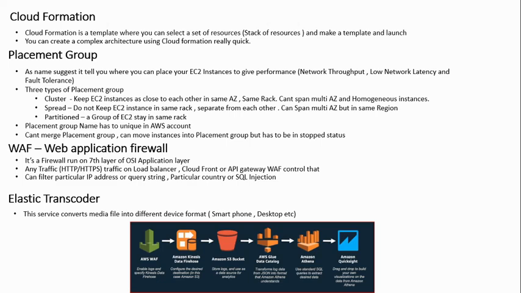CloudFormation creates a stack of resources through one template. Placement group helps you improve network throughput and network performance, and helps reduce latency. It tells you where you are going to keep your EC2 instances within the same data center. Cluster, spread, and partitioned, right? Three types. WAF is your application layer firewall protection. Elastic Transcoder converts a media file into different device formats. I have one small picture which will give you understanding.